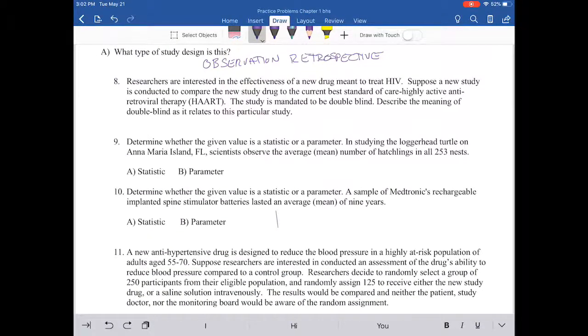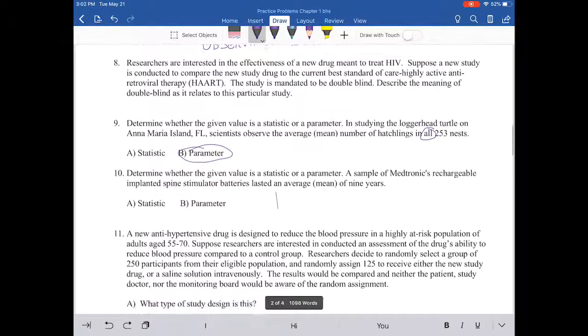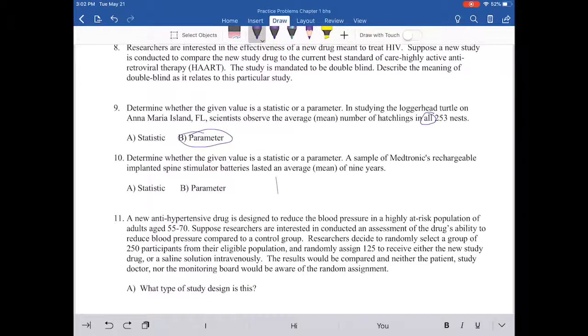Number 9, determine whether the given value is a statistic or parameter. So keywords here, anytime we see all, that's going to be the parameter. The difference in number 10 is that when we collect a sample, that's not all of the values that are there, it's just a sample of what you're collecting, so that would be a statistic.